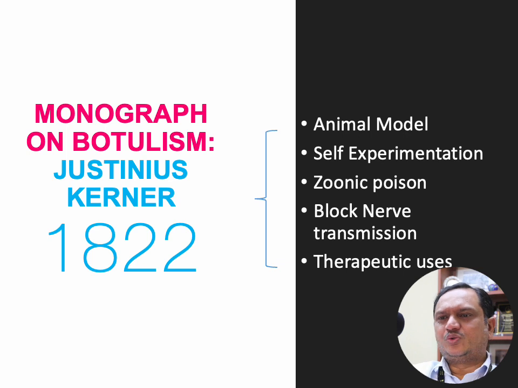Back then in 1822, the concept of bacteria was still not described, but he proposed that it's some kind of microscopic animal, which is now bacteria as we know it, that is probably producing this poison. He proposed that this poison probably blocks the transmission of the nerve to different areas, not only muscle but also gland, because he was describing dry mouth and loss of sweating, which is also a non-muscular effect of botulism.